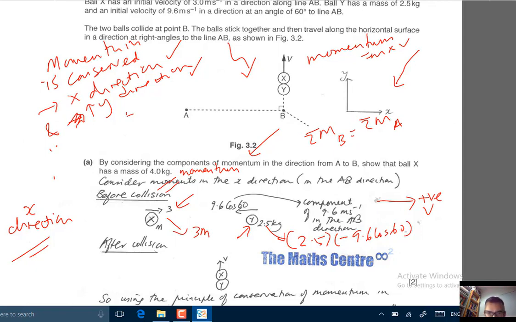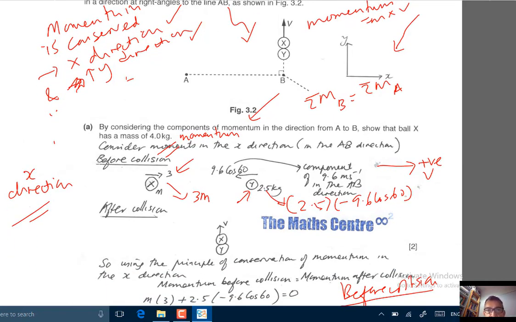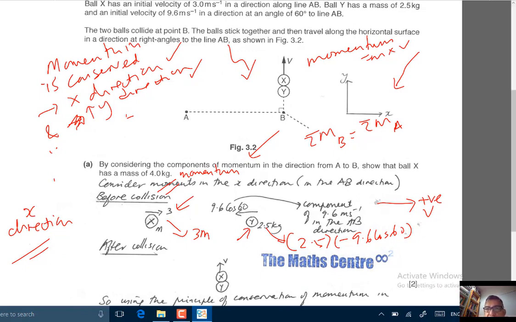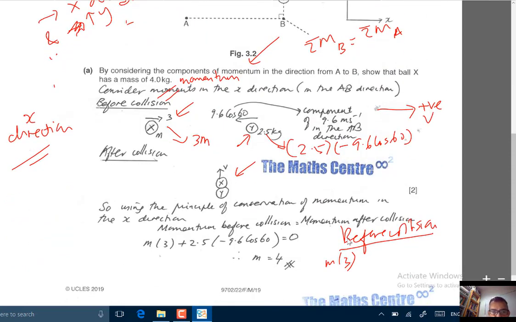And the good thing is, after collision, the two balls stick together and travel in a direction at right angles to the line AB. That's what you see here. Therefore, in the X direction there is no momentum. So, using the principle of conservation of momentum in the X direction, momentum before collision equals momentum after collision. So we write 3m plus 2.5 times negative 9.6 cos 60 equals 0. Again, let me remind you, why is it 0? Because after collision, the two objects which coalesce move in a direction which is perpendicular to X. So clean this up and you'll get m equals 4.